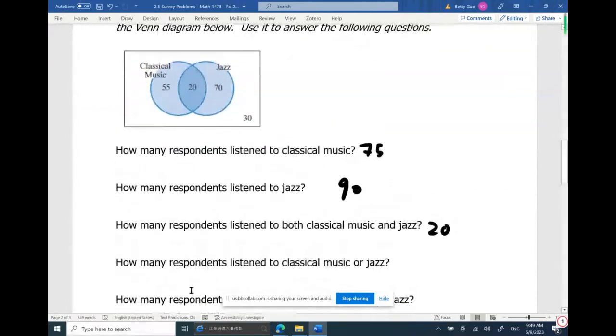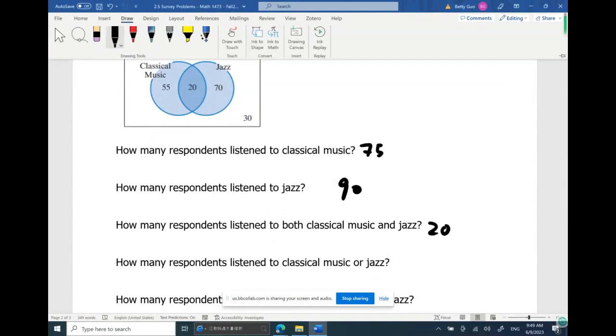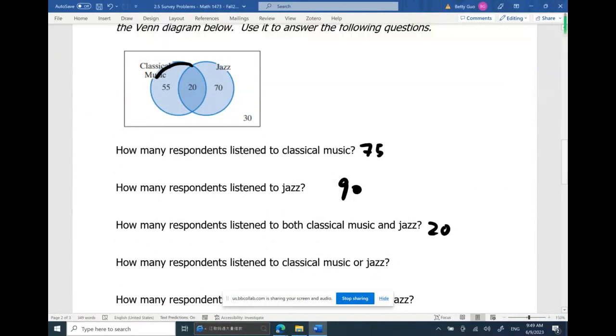Next part, how many respondents listened to classical music or jazz? A or B, right? Classical or jazz. Find the region. This region represents A or B. And we add 55, 20, and 70 together. That gives us 145. Double check: this is 90, 50, 145.